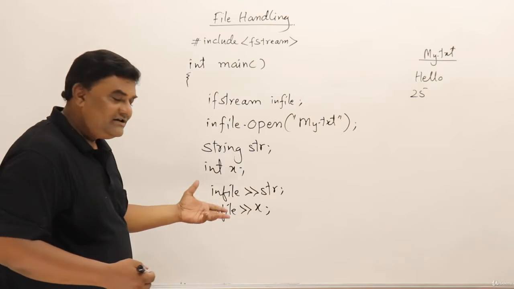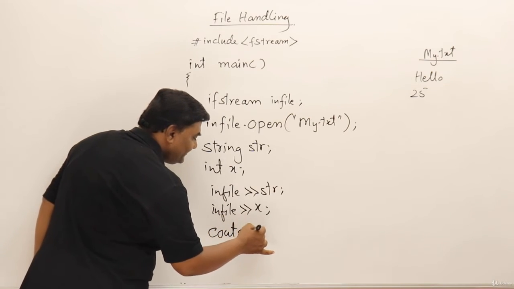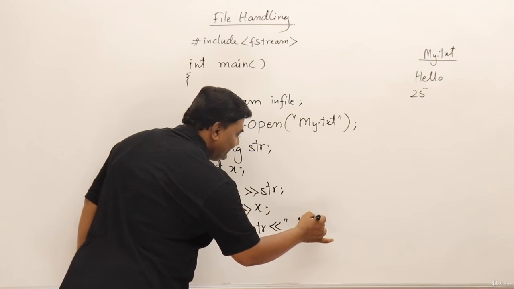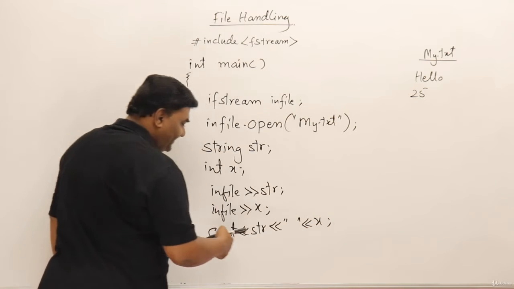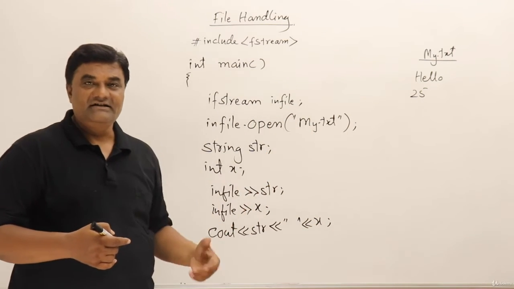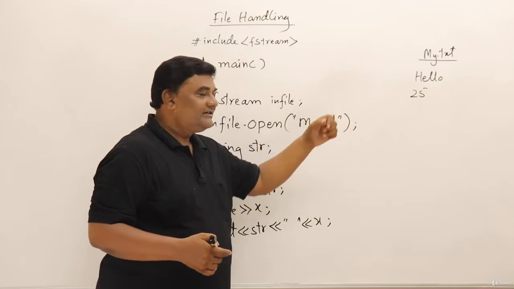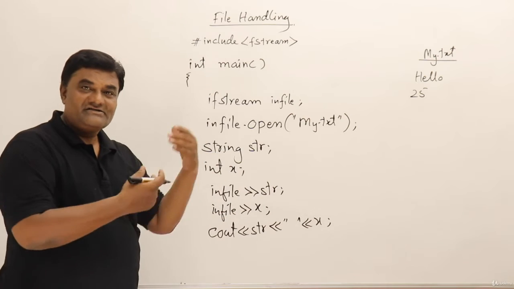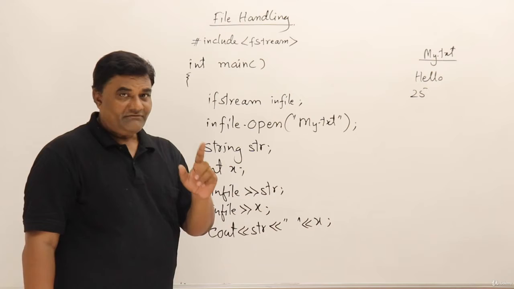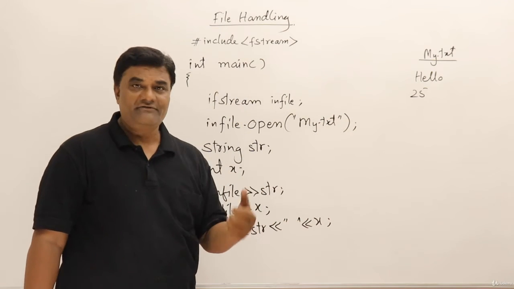Now cout means it will print on the screen. Yes, obviously we know this. str, then give some space and say x. So this will print these two values on the screen. You can see that the program is reading something from the file and displaying it on the monitor. So inFile is an object connected to that, so it is reading from there. That's all. Finished.